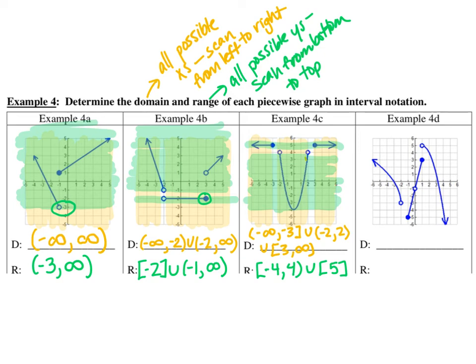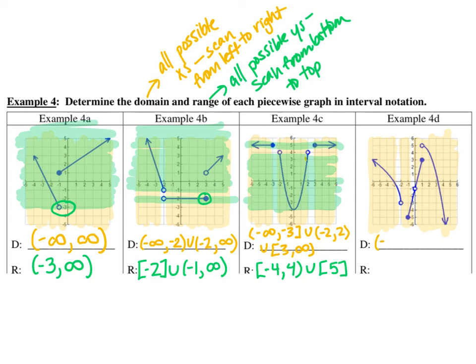And now let's look at the last example here. So we're going left to right. So we start at the left and scan until we hit the -2. Then we have to jump over that open dot. We scan until we hit 0. We have to jump again. And then we scan to the right forever and ever. This little parabola has a little bit of an angle. So our domain has 3 sections again.